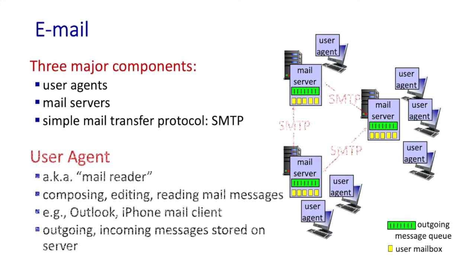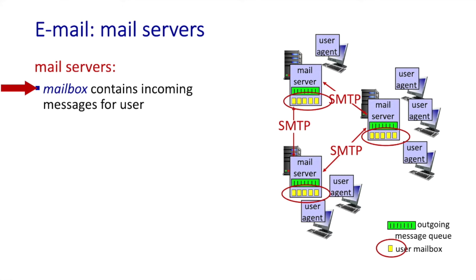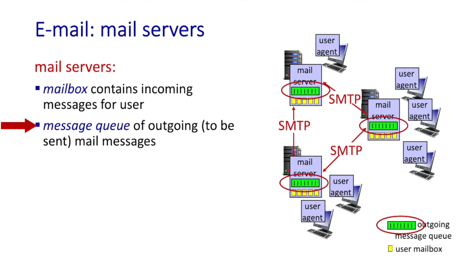Well, the first of these three major components is the user agent, otherwise known as a mail reader or a mail client, and that's what you use to compose, edit, and to read email. So you do that every day. The messages that are read or created by your client are actually stored on the server. An email server has two sets of messages for each user. It's got a mailbox that contains the incoming and the previously received messages for that user, and it's got a queue of messages that it's waiting to send to the destination SMTP server.